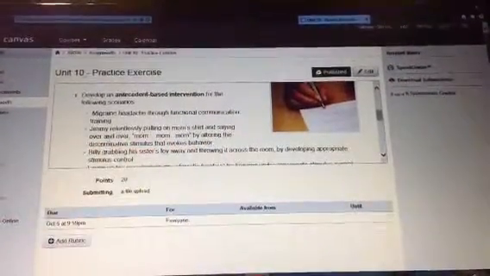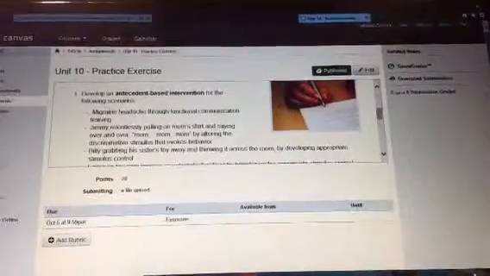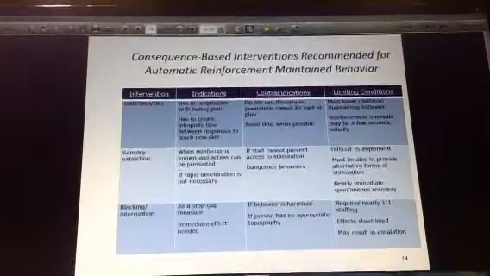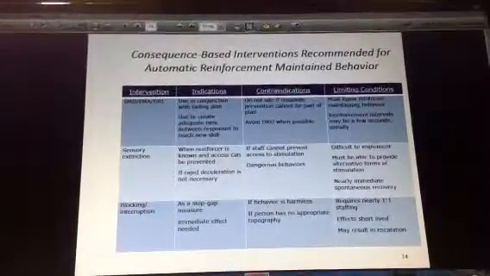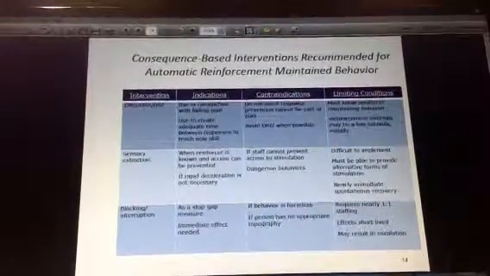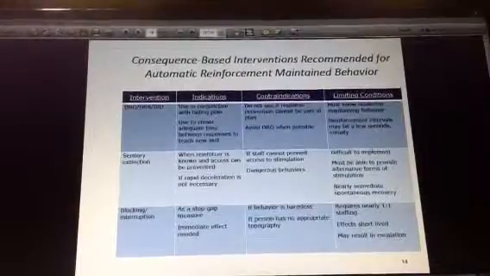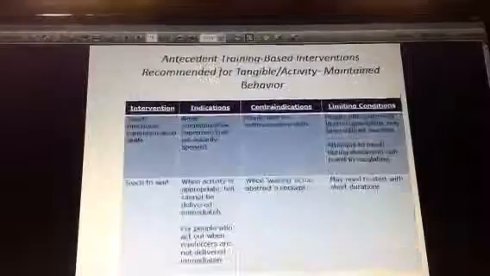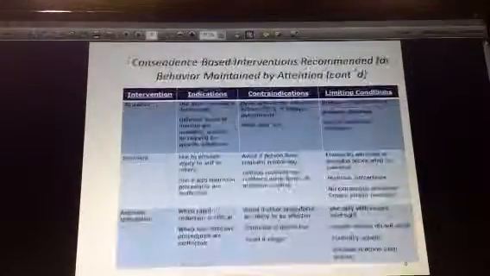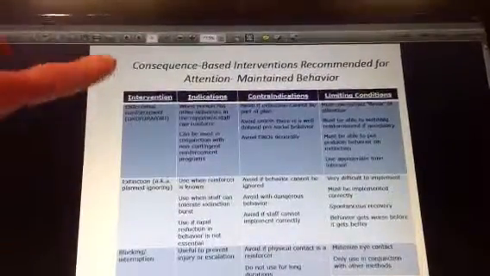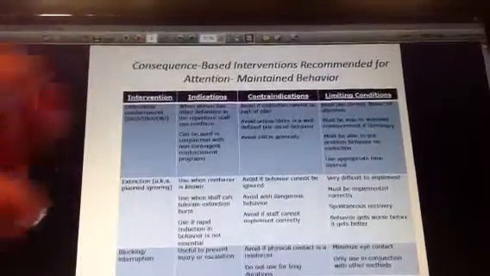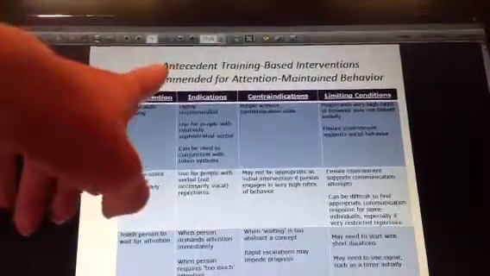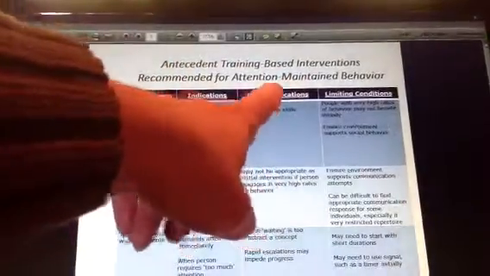Okay, so if I look at the chart, the function of this behavior, even though it doesn't specifically state it, I'm going to say is attention based. So this is not automatic reinforcement. I don't believe that's the case. I'm looking for attention maintained behavior. Here is attention maintained behavior, but that is a consequence-based intervention. We're looking at antecedent-based. Okay, here is antecedent-based, attention maintained.